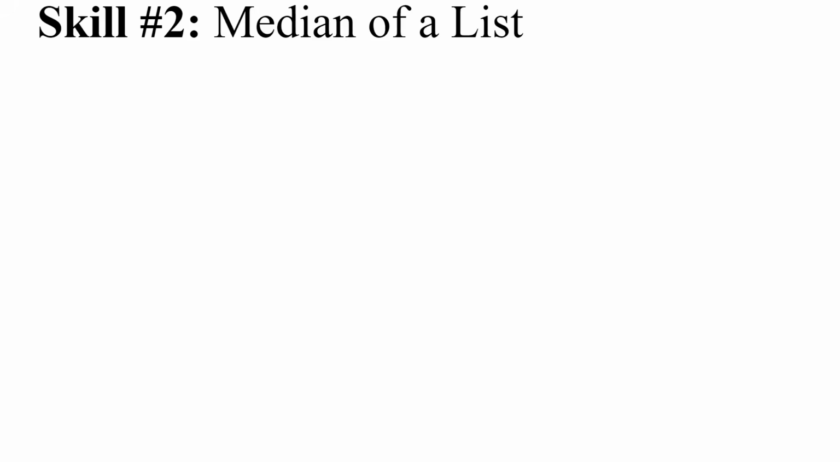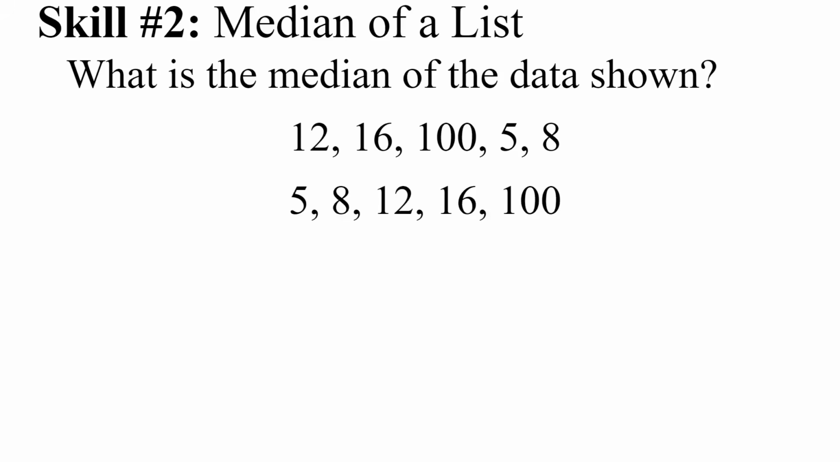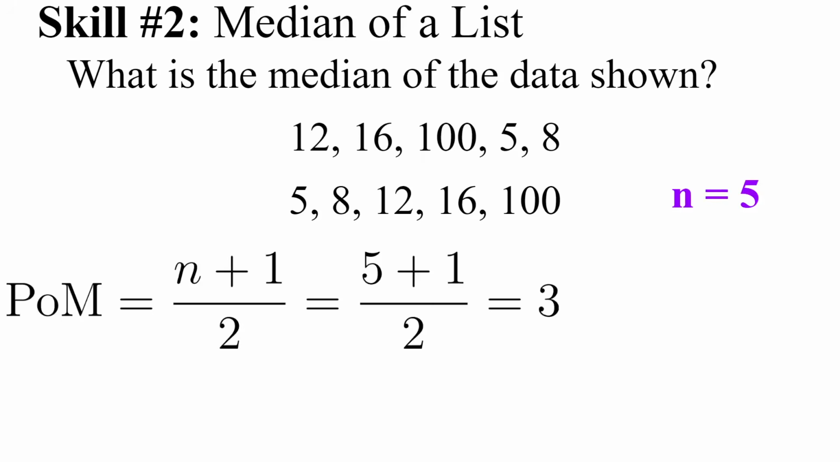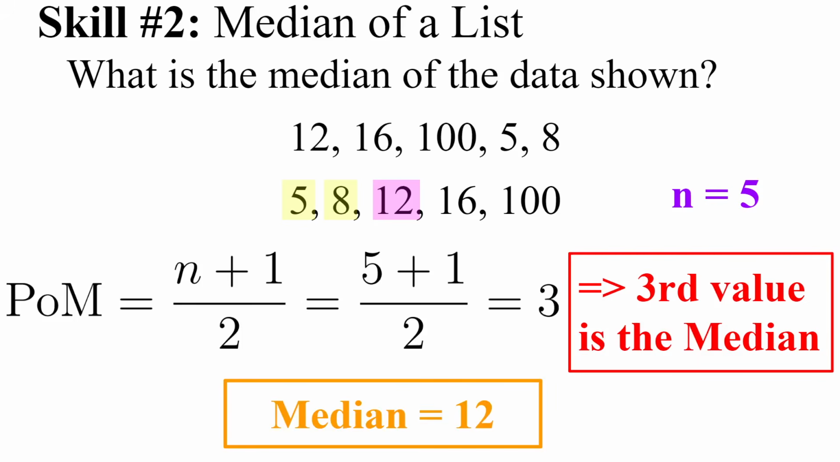Okay, skill number 2, median of a list. So first thing we need to do, this is really important guys, we need to put the data in order. So I think it's 5, 8, 12, 16, 100. I see that there's 5 numbers, so that means n equals 5. Now we're going to use the formula n plus 1 over 2. 5 plus 1 over 2, that's 3. And the 3 tells us that the third data value is our median. So now we're just going to count to the third number so long as it's in order. 1, 2, 3. Okay, the third data value is 12. So the median is 12.